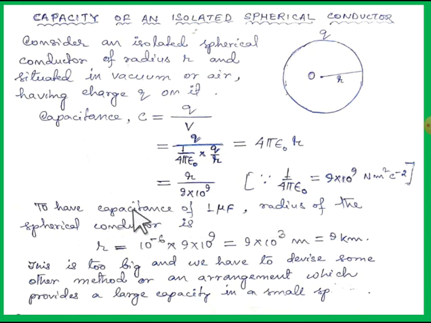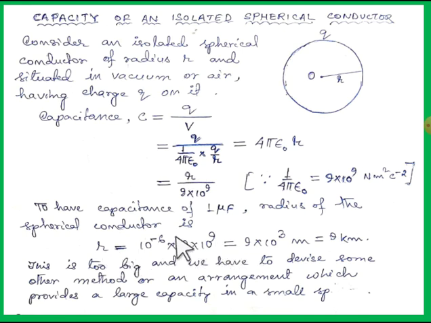So let's see what will be the radius of this capacitor, rather the size of the spherical conductor, when the capacitance is to be 1 microfarad. So in order to have this 1 microfarad capacitance, let's try to find out how long the radius of this spherical conductor would be. Now if you put 1 by 9 into 10 to the power 9 into r, then r will be equal to 10 to the power minus 6, because we are going to have the capacitance as 1 microfarad, times 9 into 10 to the power 9. If you cross multiply it, you will get the radius.